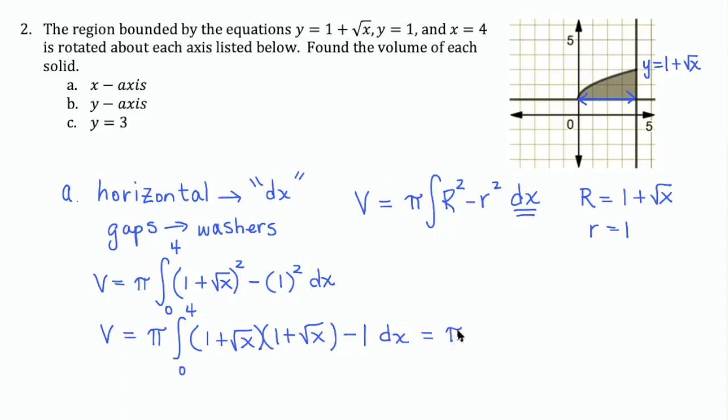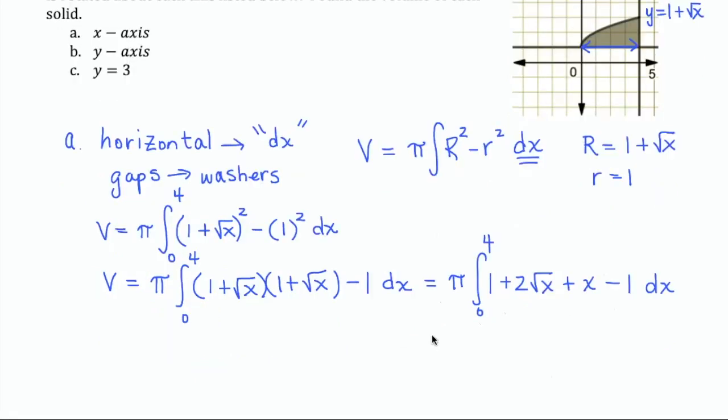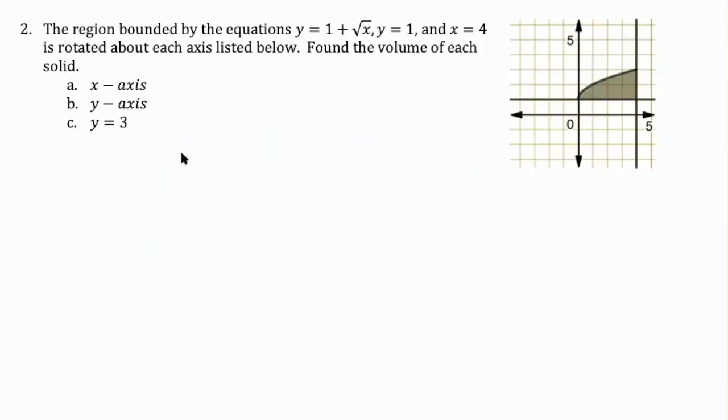And once you perform FOIL or distribution on your two binomials, you will get the integral of 1 plus 2 square roots of x plus x, and then the minus 1. And then at this point, again, you can just use your power rule for integration, remembering that you're going to rewrite square root of x as x to the 1/2 power. And your answer will be either 56 pi over 3 if you tough it out with the values, or if you pick up a calculator, about 58.643.